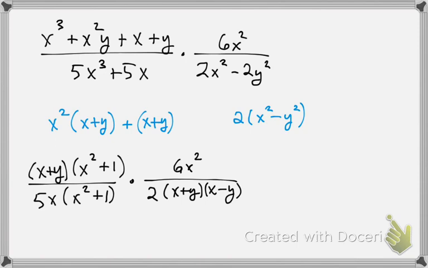Once we fully factor it, how do you multiply? Straight across. Connect the lines, one big happy fraction bar. Do we have common factors that we can cancel? What do we have? x plus y divided by x plus y, that's 1. We got x squared plus 1 divided by x squared plus 1. That's 1.